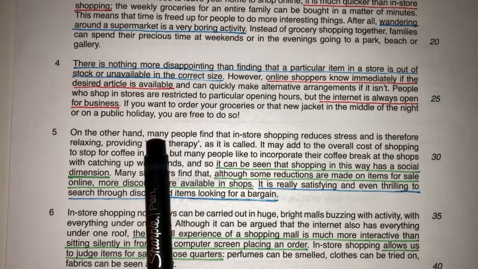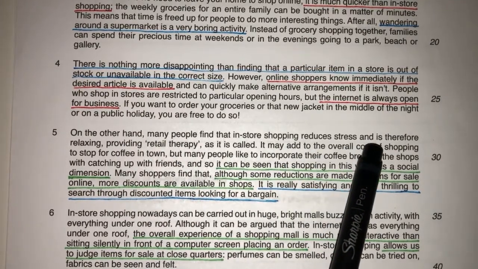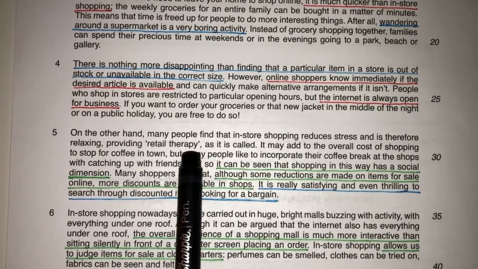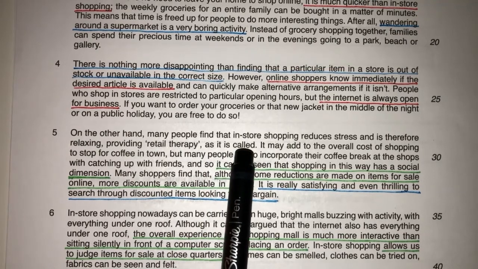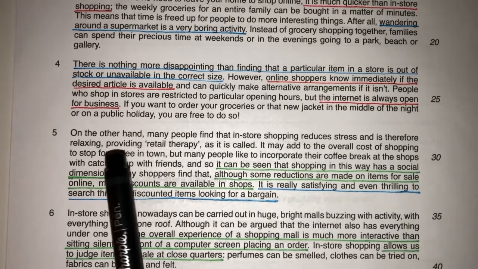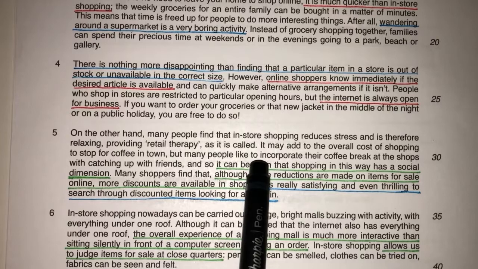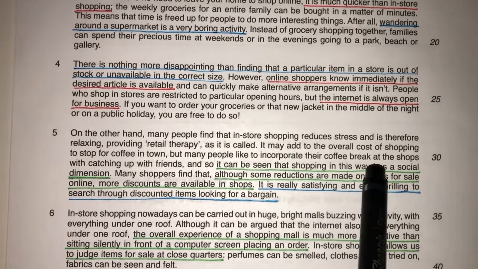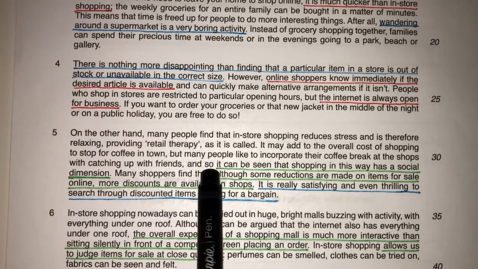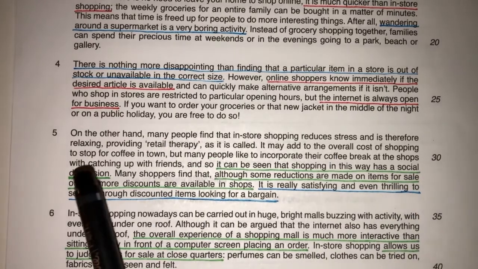On the other hand, many people find that in-store shopping reduces stress and is therefore relaxing, providing retail therapy, as it is called. It may add to the overall cost of shopping to stop for coffee in town, but many people like to incorporate their coffee break at the shops with catching up with friends. And so it can be seen that shopping in this way has a social dimension.